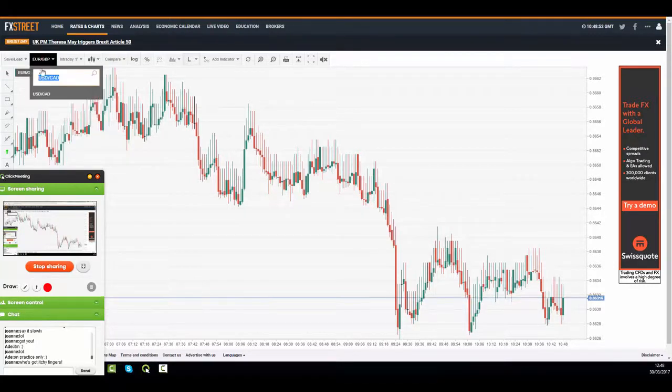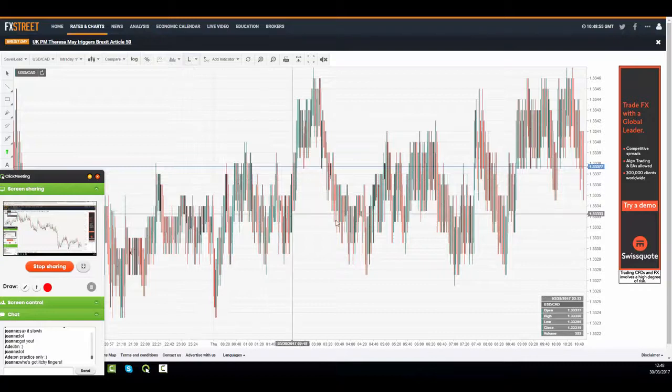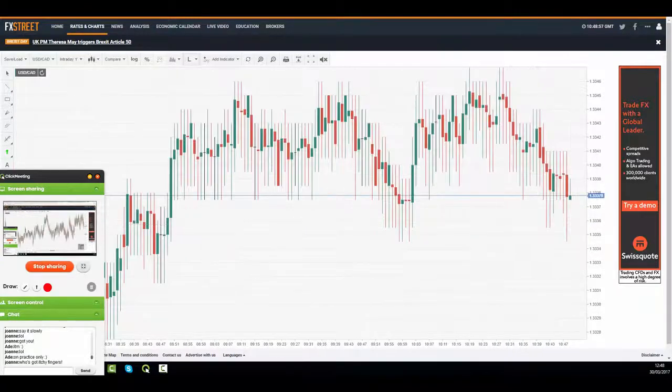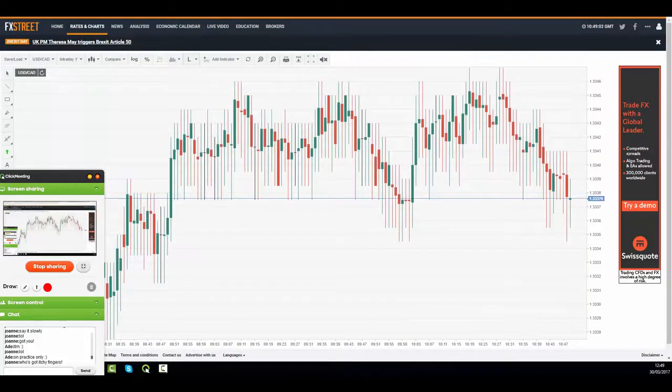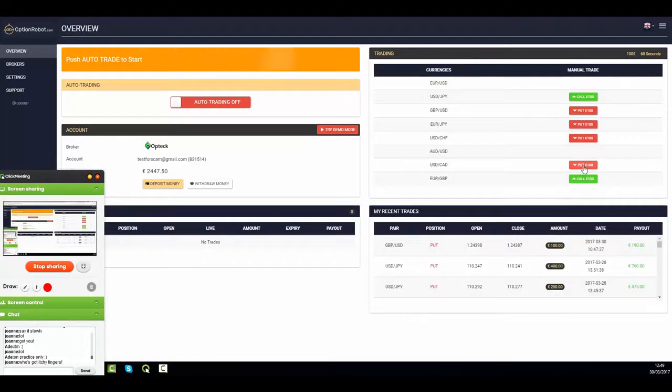I don't want to be evil, but if you guys want guaranteed money as well, the USD CAD always ends up going down. USD CAD, okay, they switched. USD CAD's on the put. If you guys got a USD CAD put, place the trade.